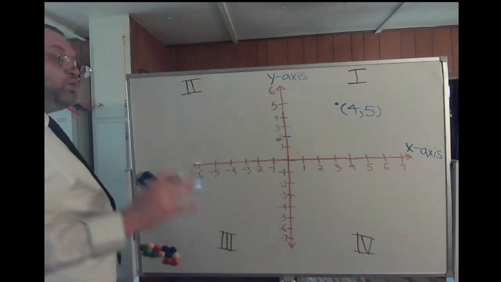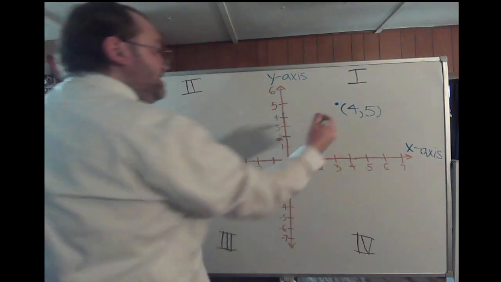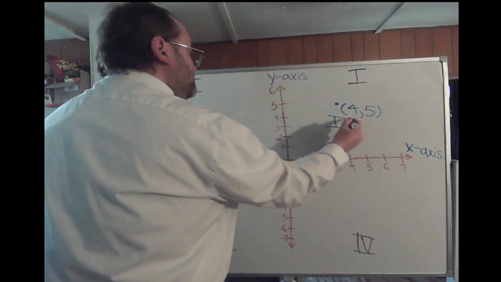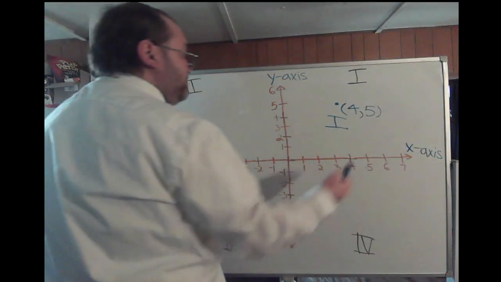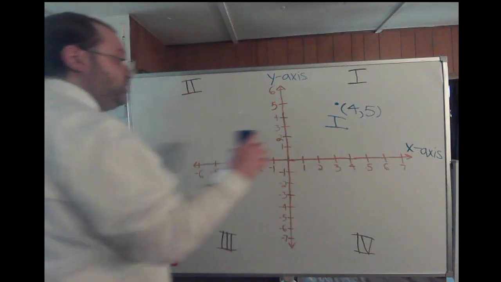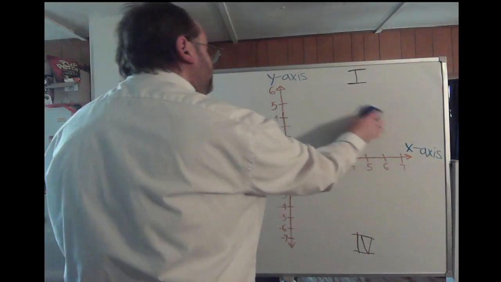Now, what quadrant is it in? We are definitely in the first quadrant. So there's your answer. The point (4, 5) lies in the first quadrant. Okay.